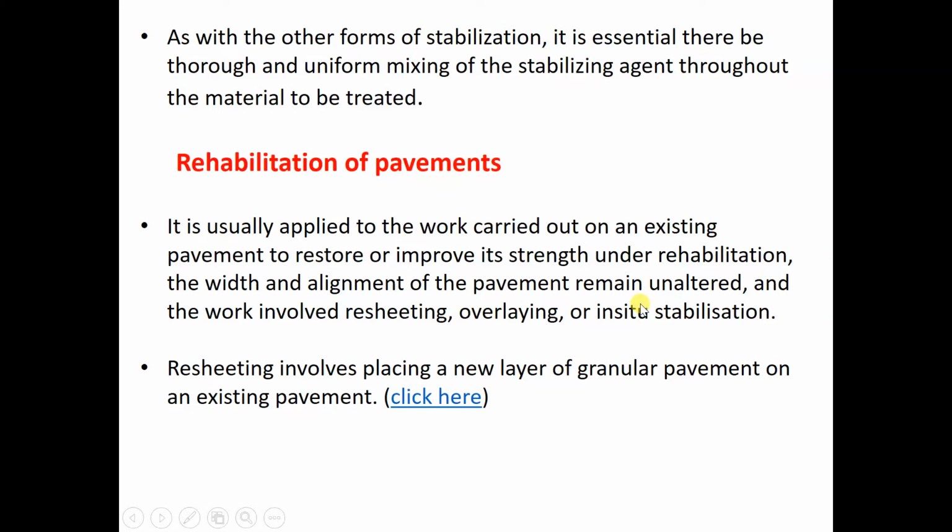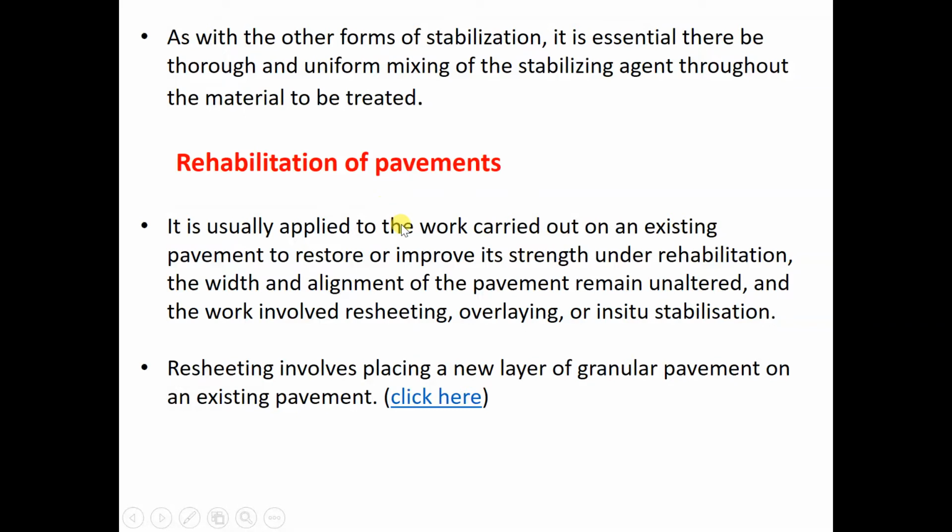They have to keep the horizontal alignment, and also the vertical alignment, the slope. You cannot cut down the hill, then that is not rehabilitation. In rehabilitation, you have to keep the original alignment and the width. But I think sometimes we do allow widening of the road as well. Sometimes the old road may be a bit too narrow, so we do allow some widening of the road.